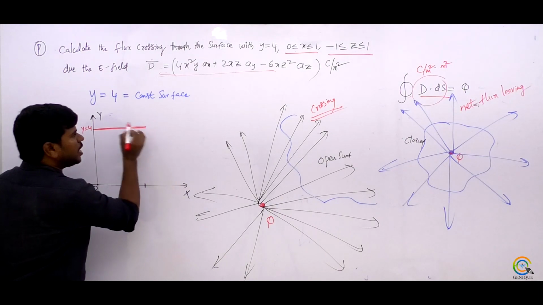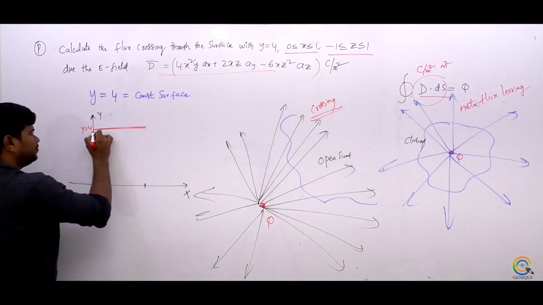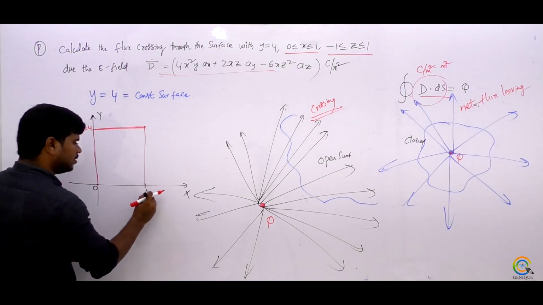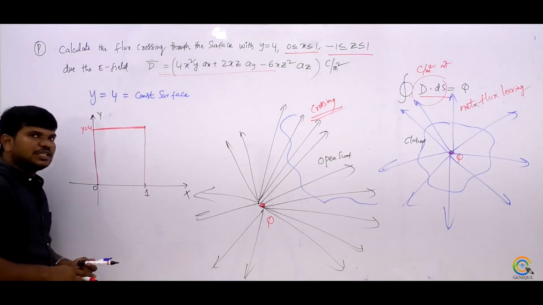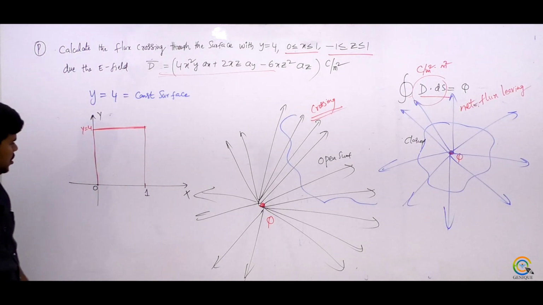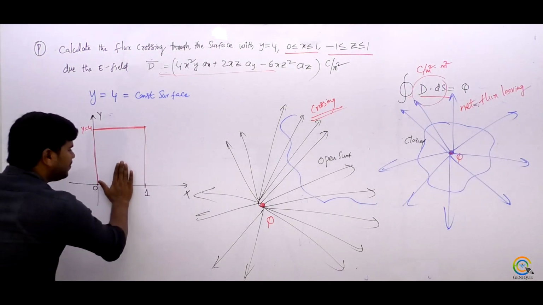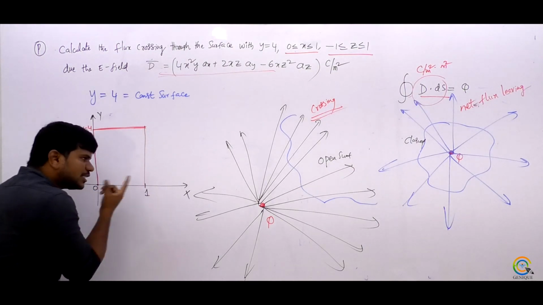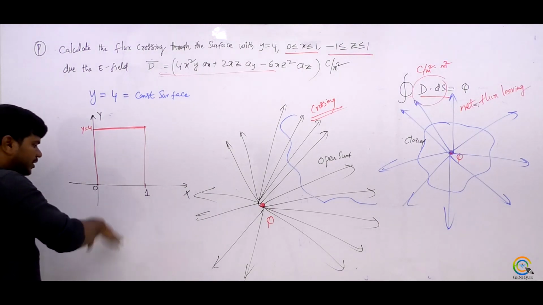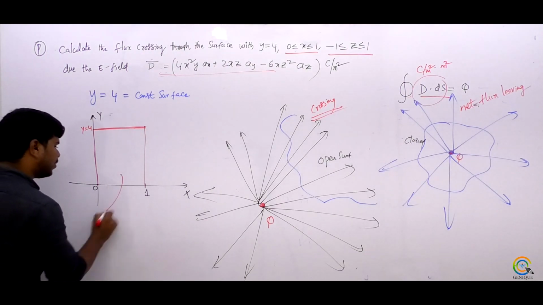I am marking the boundary of the surface with the red pen. x is from 0 to 1. Let us suppose this is 1. So how is the z? z is 1 out of the board and minus 1 into the board. So it looks like this. Which kind of surface is it? It is not a closed surface. If it were closed, then only we could say it is closed. This side is kept open, so this is an open surface.